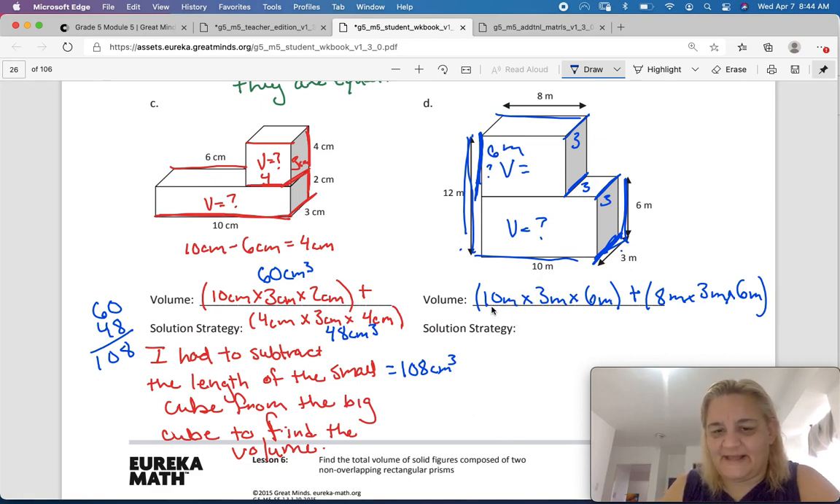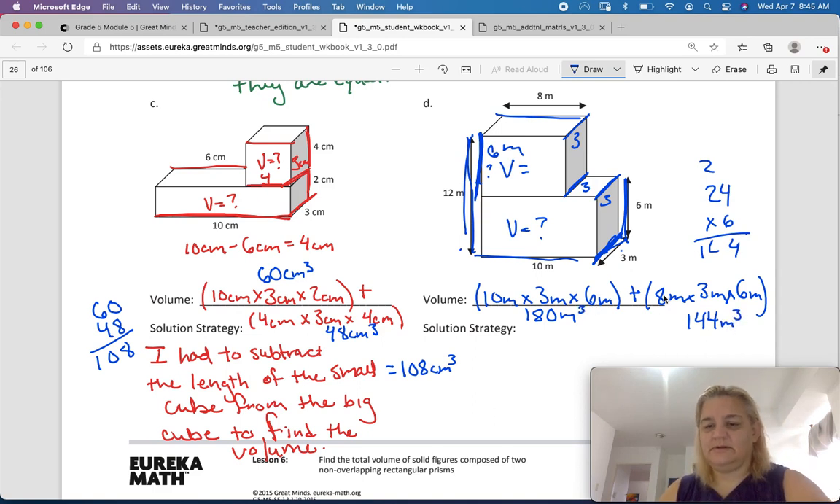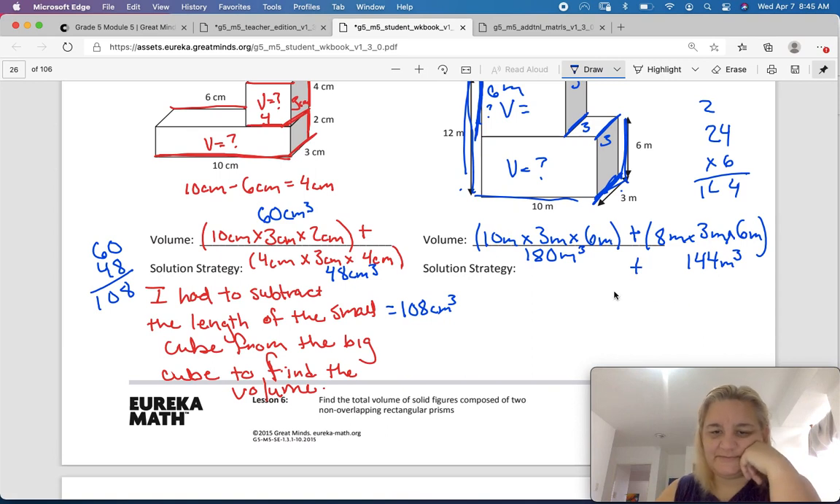Okay, let's multiply. 10 times 3 is 30, and 30 times 6 is 180 meters cubed. Now 8 times 3 is 24. 24 times 6 is 144 cubed. And all together, I have to add those now. That would equal 324 meters cubed.